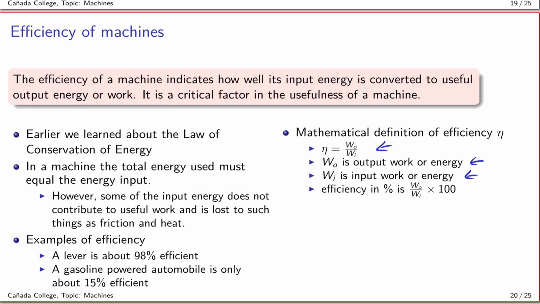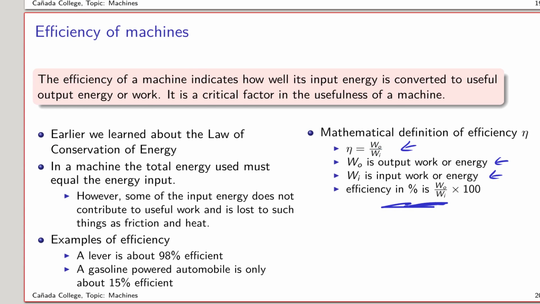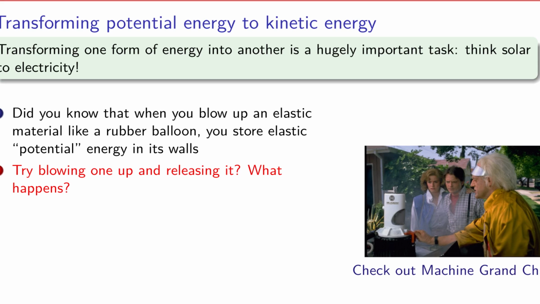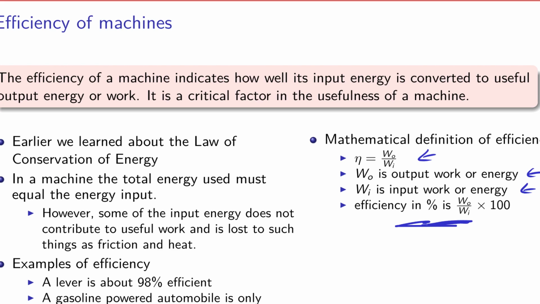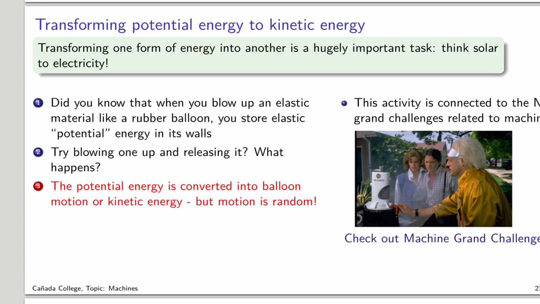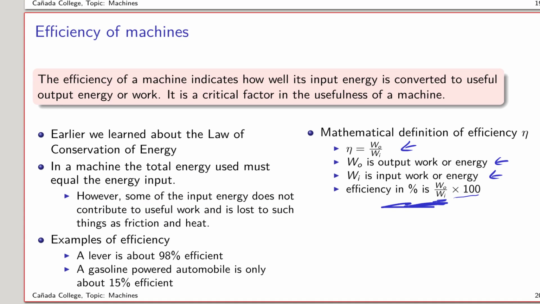Now, it is common to express efficiencies as a percentage, and that comes by making sure that when you take the ratio of output work by input work, you multiply it by 100 to get the efficiency in percentage value. As an example, let me give you two examples of machines and their efficiency. A lever is one of the most efficient simple machines. It's about 98% efficient. On the other hand, a gasoline-powered automobile is only about 15% efficient.